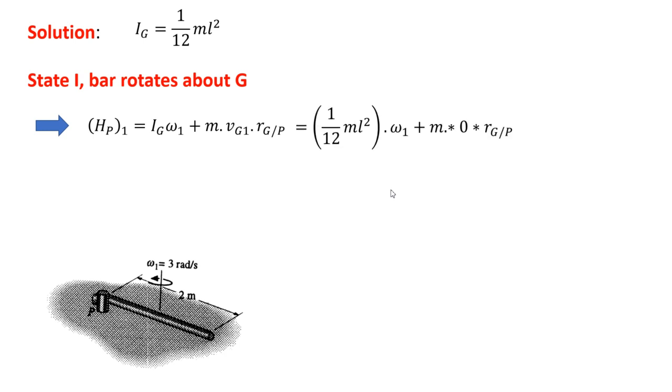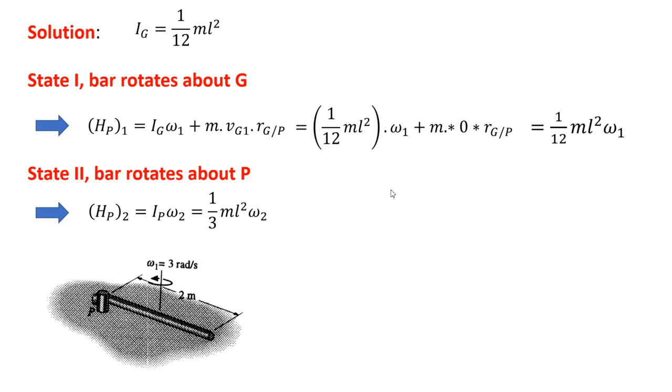So the equation can now be written as follows. The second term will be removed, and we end up with HP1 equal to 1 over 12 multiplied by the mass multiplied by the length squared multiplied by omega 1. So we found the first state. In the second state, it's rotated about the point P. The IP is 1 over 3 mass multiplied by the length squared, multiplied by omega 2. Now, these two sides should be equal. We know omega 1, we don't know omega 2, and we can solve it.